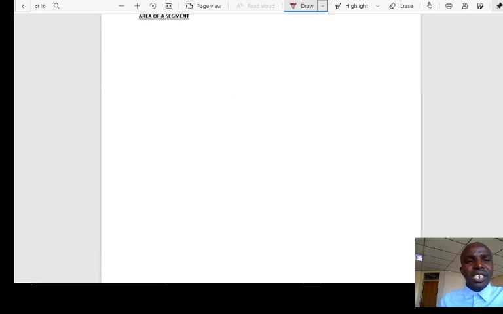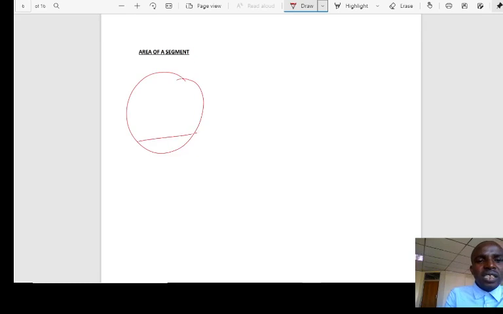Right, what is a segment? A segment will be like this. This one is called the segment. It's the minor segment, then this one is the major segment. To get the area of this minor segment, we can use the sector from this part, where the angle subtended will be theta and the radius will be r. So how can we calculate the area of that segment?